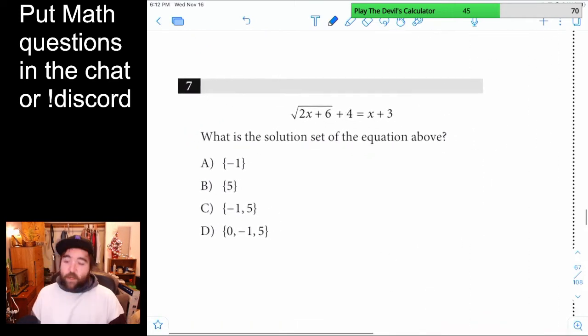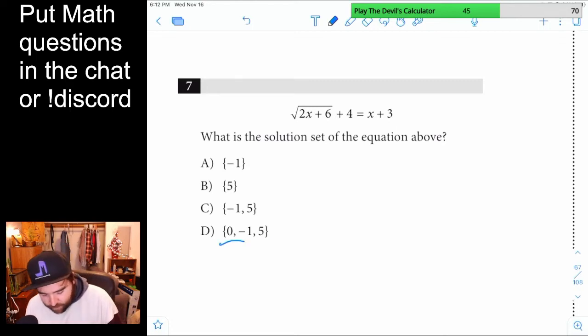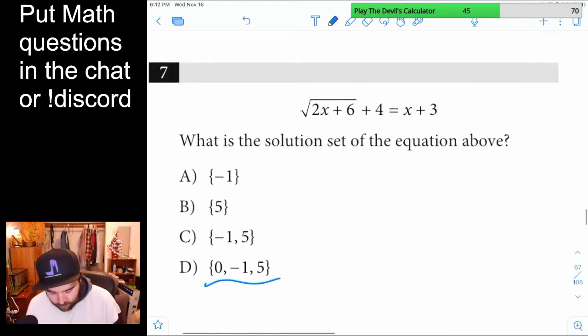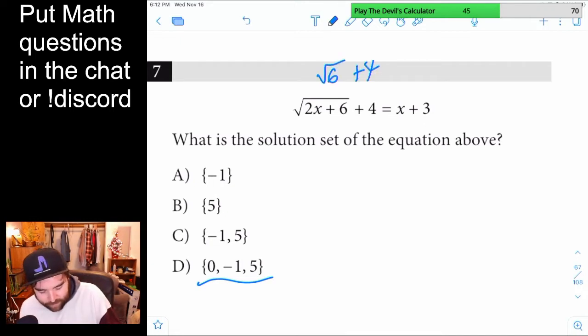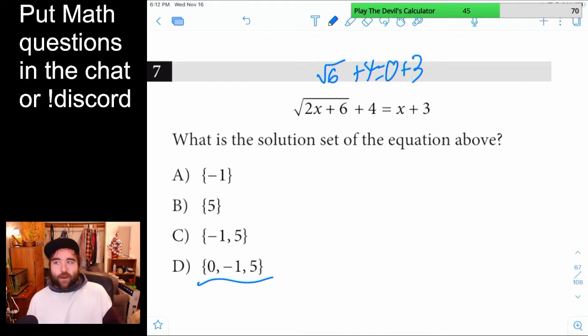Here we go. Here's another one where my tip is don't solve it. Just plug in the answers. So I see this is the biggest thing. So I would check 0 first just because it's easy. You get the square root of 6. And then if you get the square root of 6, nothing else is going to work out because the square root of 6 ain't going to go away. So 0 is no good. Let's cross that one out.